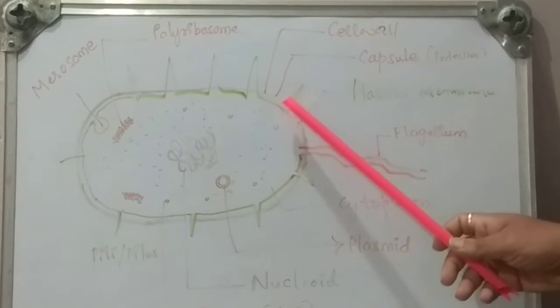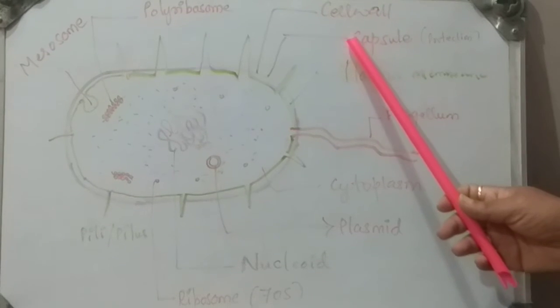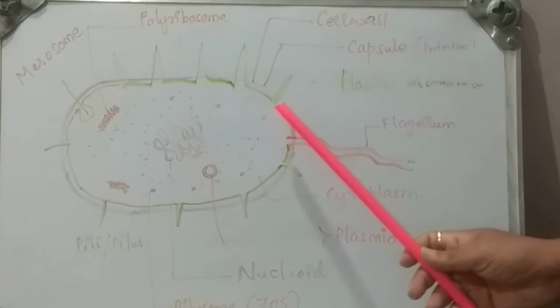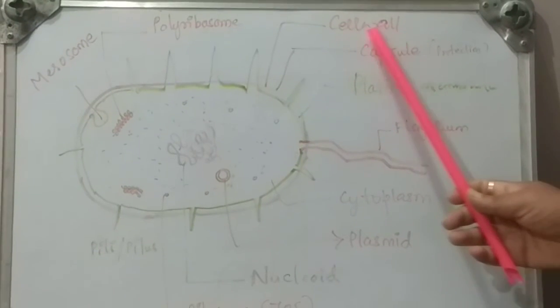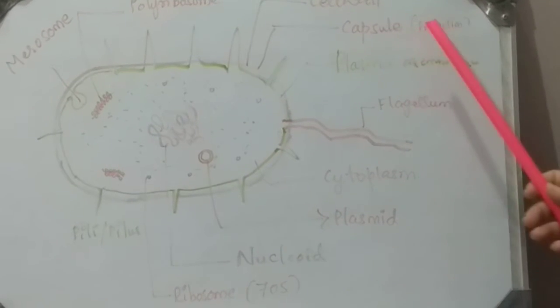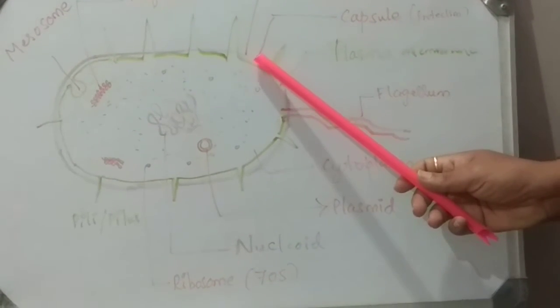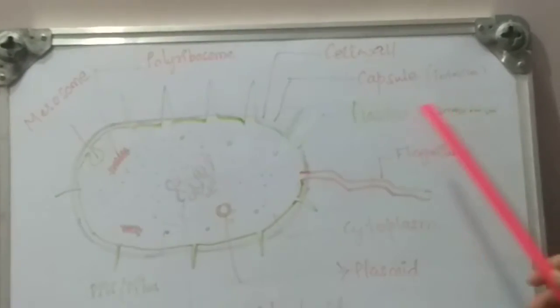That cell wall is followed by the capsule. Capsule always gives protection to the bacteria. So immediately after the cell wall, there is one more layer called the capsule. The main function of the capsule is protection. And this capsule is followed by one more membrane called the plasma membrane.